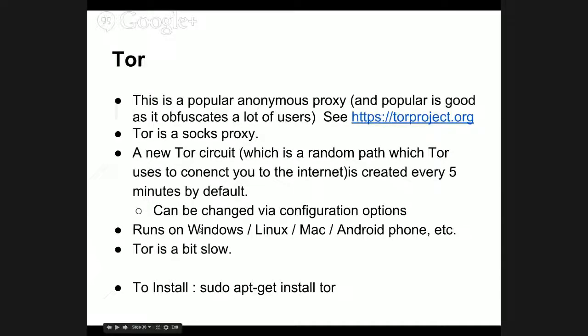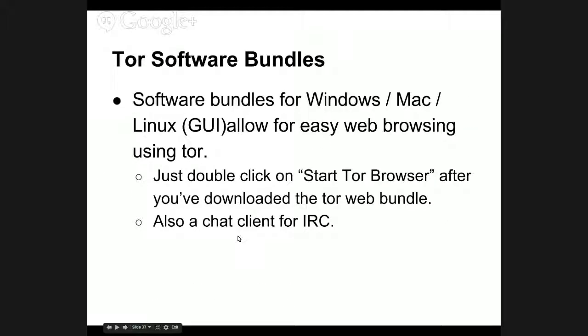I'll briefly talk about Tor. Tor is a popular anonymous proxy. It's good for obfuscating users. It can be a bit slow. If you are on Debian Linux, you can just do a sudo apt-get install tor, and then you can start using it. If you want graphical user interfaces, the Tor project provides software bundles for Windows, Macs, and Linux, where all you have to do is double-click and it magically just works.